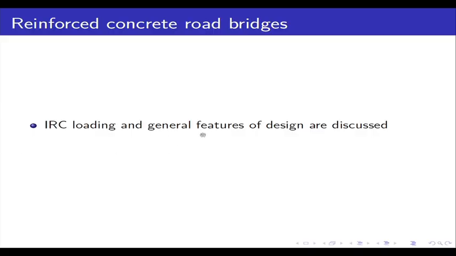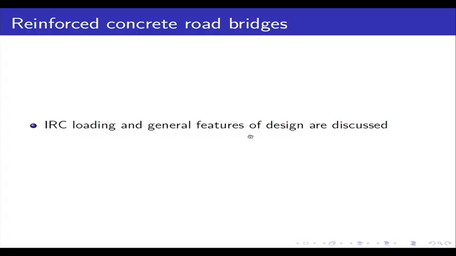So, IRC loading and general features of design are mainly covered under IRC 6 and IRC 5. General features of design regarding the carriageway, footpath, crash barrier, railing, all those things, whatever geometry is given in IRC 5, which is called Section 1.